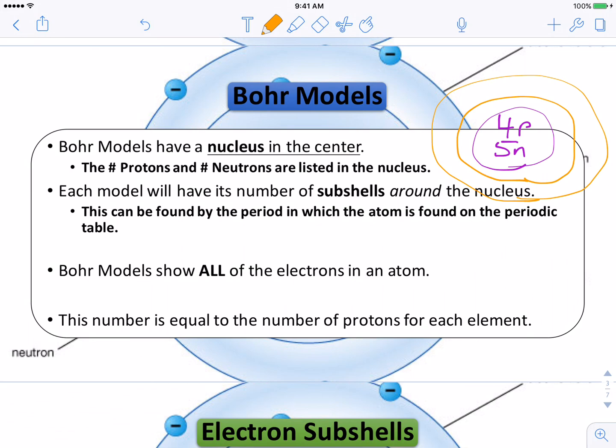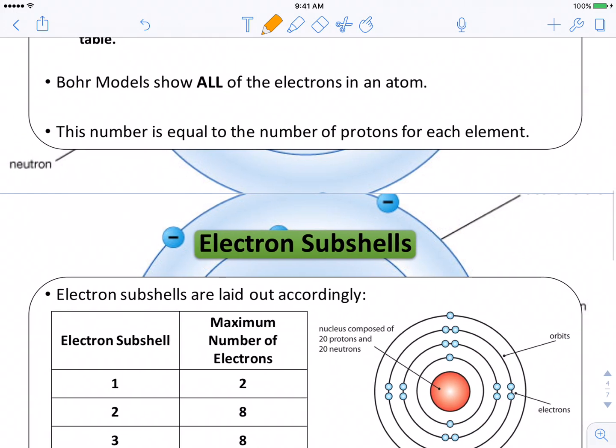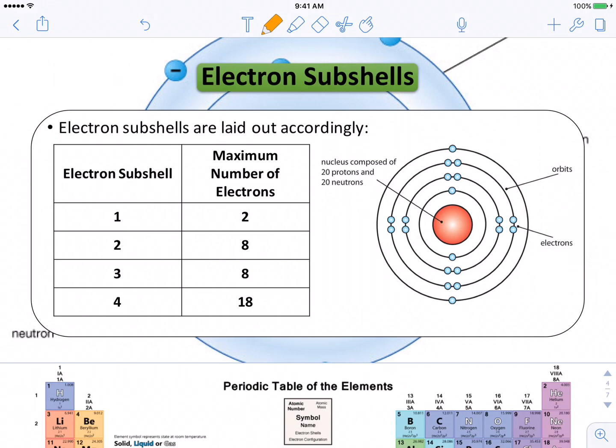And the thing about this Bohr model is that it's going to show all the electrons in an atom. And so it's not just going to be the valence electrons, it's going to be all of them. And it has to equal the number of protons. So if we're dealing with 4 protons, then we must have how many electrons? Well, 4. So how these are mapped out is that the first subshell, no matter what, can only hold a maximum of 2. You cannot have more than 2 electrons in the first subshell of an atom. 2 and 3, you can have a maximum of 8, and then 4 is debatable.